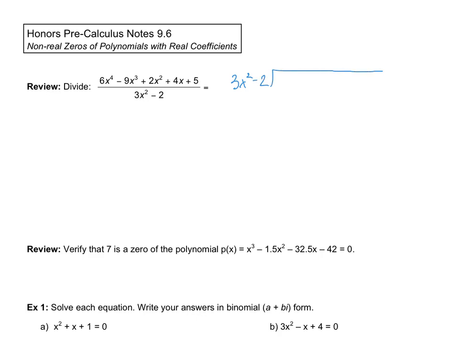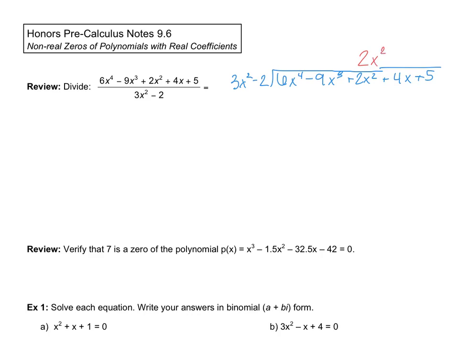And our polynomial is 6x to the 4th minus 9x cubed plus 2x squared plus 4x plus 5. Okay, so the first thing we're going to do is ask ourselves, what do I multiply 3x squared by to get 6x to the 4th? And that would be 2x squared to get 6x to the 4th. So I'm going to write that above the x squared term.